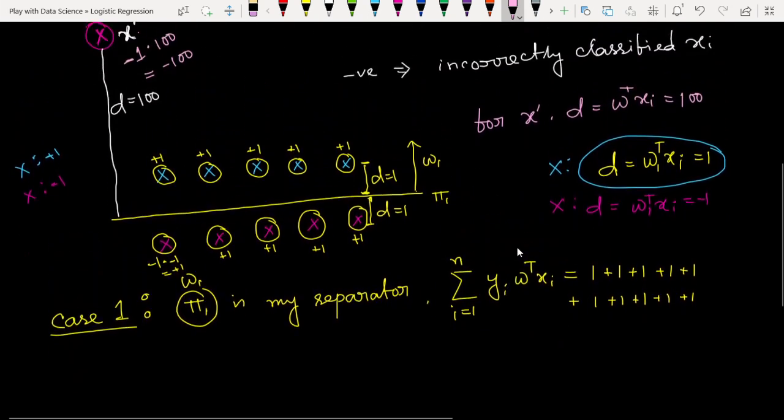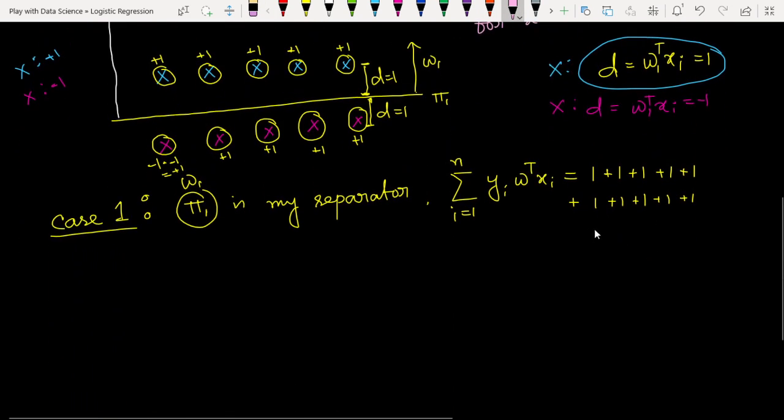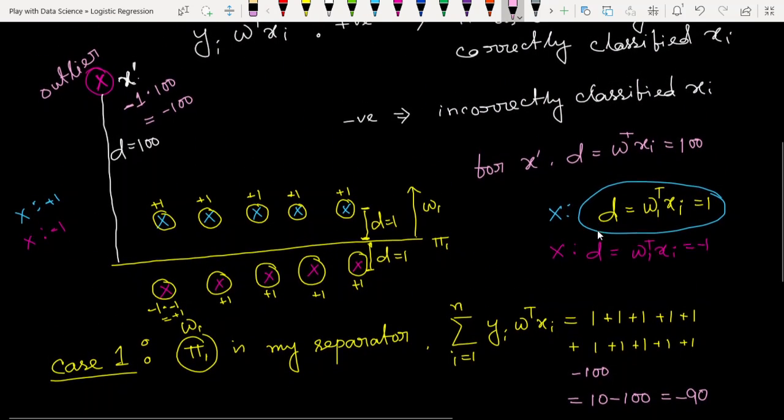So what is the final value if we consider our outlier? Actually this point is our outlier. In this case, if we consider the outlier, what is the final situation? So the final value will be 10 minus 100, that is equal to -90. So at the end of the day, if we consider this value, it is equal to 90.